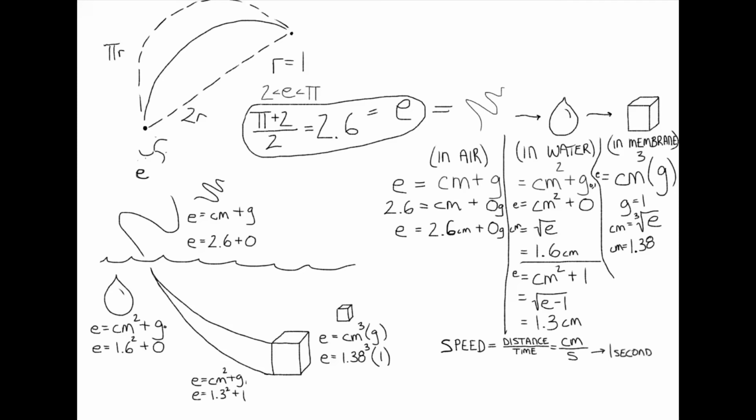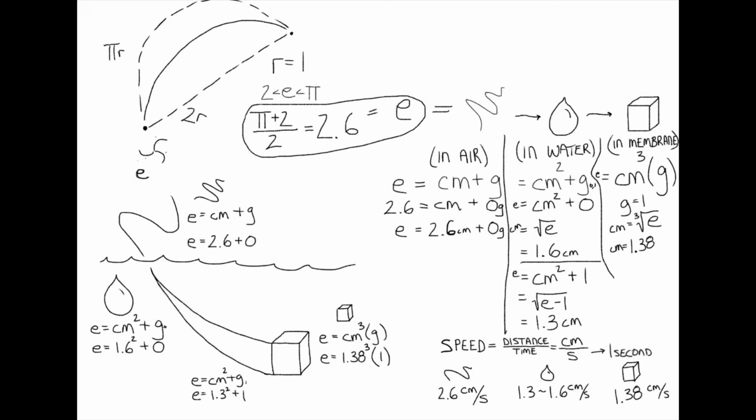So we can say the particle travels about 2.6 centimeters per second in air, between 1.3 and 1.6 centimeters per second in water, depending on its density, and about 1.38 centimeters per second in an oil membrane. So we have the speed of light in air, 2.6 centimeters per second, speed of light in water, between 1.3 and 1.6 centimeters per second, and the speed of light in an oil membrane is about 1.38 centimeters per second.